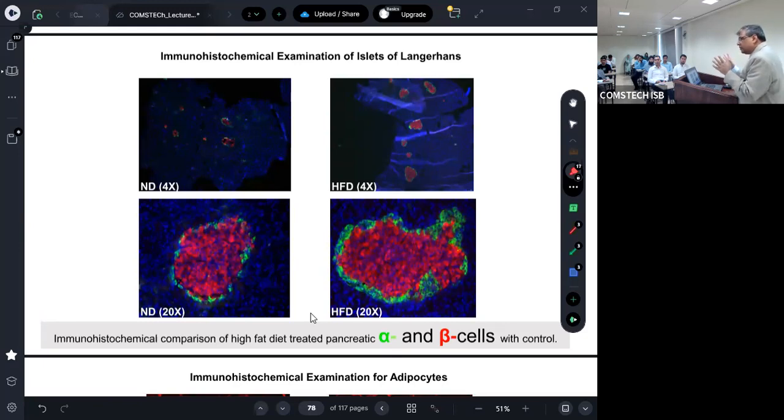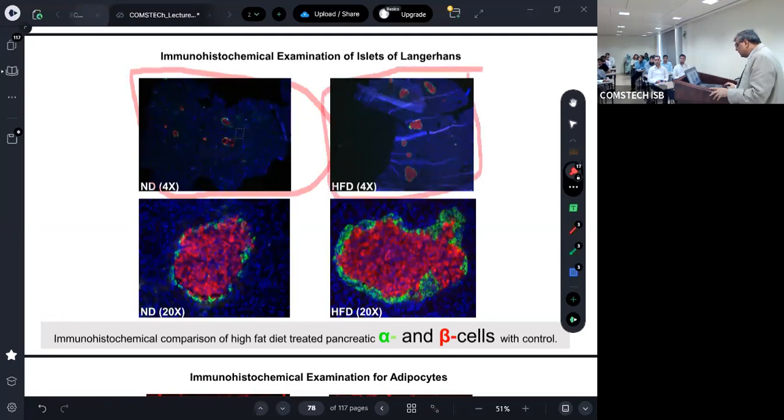Somehow remember it. Hyperplasia, increase the number; hypertrophy, increase the size. What we did, after doing it, we did some immunohistochemistry with insulin. You see, normally the pancreas, my student in 4x, the whole pancreas is covered in case of control. Okay, here, and this is the right side, is the high fat diet one.